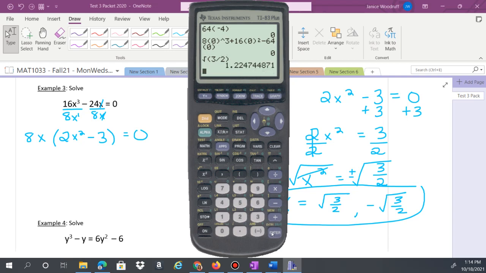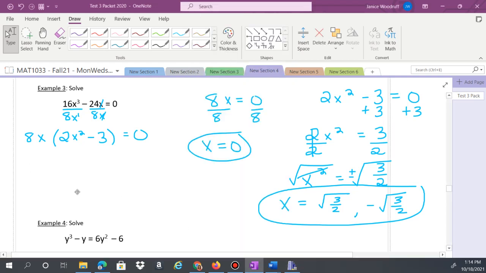Not a fun number. But if I want to check this, 16 times my answer cubed minus 24 times that answer should give me 0. And it does. Okay, now typically I think if that was just 2x equals 3, then the answer would just be 3 over 2. But I think I accidentally put an extra x in there for you guys.